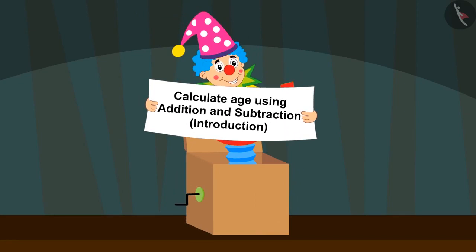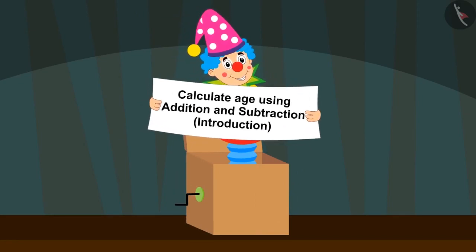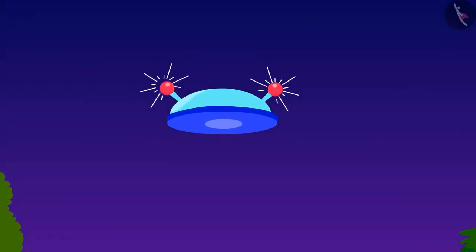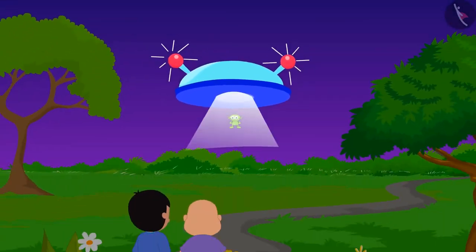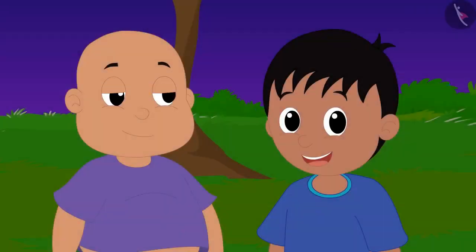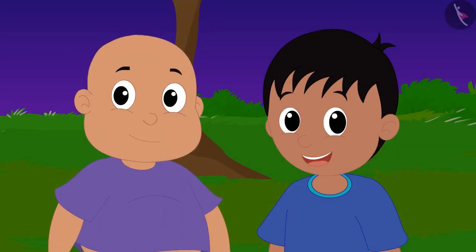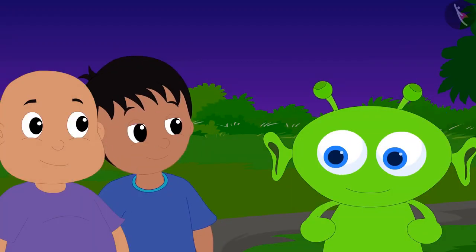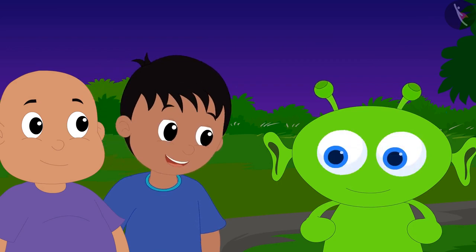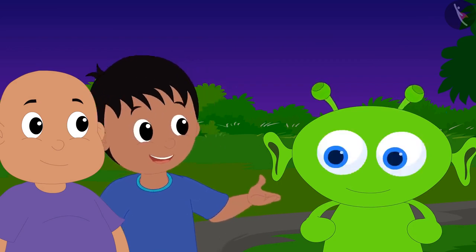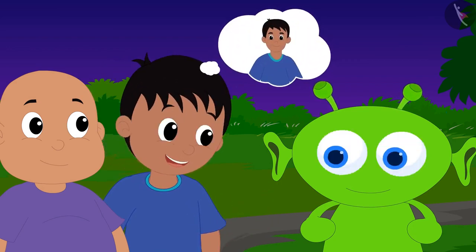Hello kids! In this video, by using addition and subtraction, we will learn to calculate the age. See, Jeev has come to meet Raju and Bablu. Raju and Bablu are very excited. Raju is telling Jeev that he wished to grow up like him quickly.